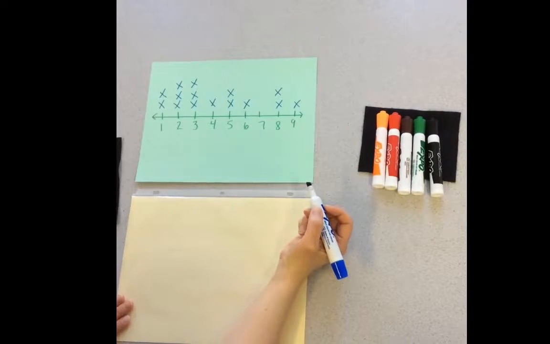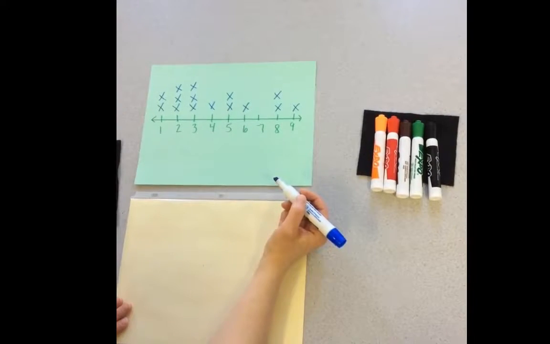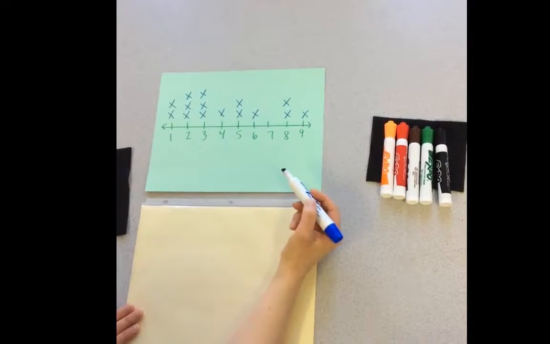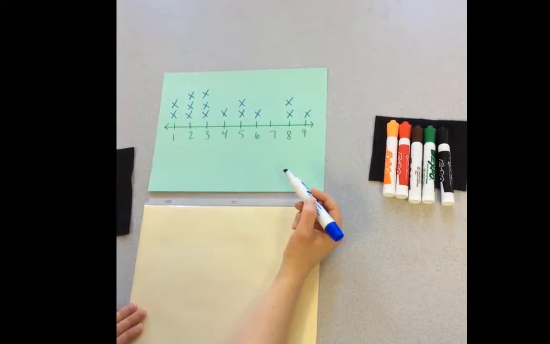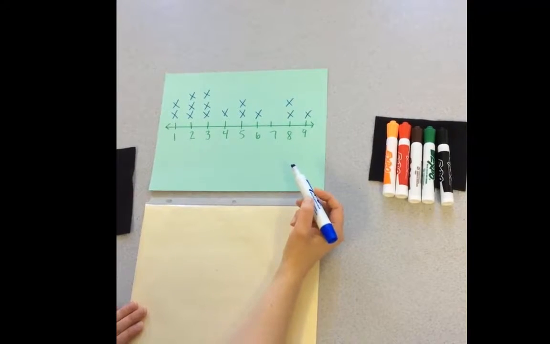Let's have a look at another example together. Choosing the best measure to describe a set of data. The line plot shows the number of hours 15 people spent on the telephone in 1 week. Which measure of central tendency best describes this data? Justify your answer.